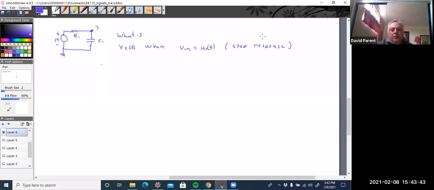So the question before us is, what is V2 of t when Vin equals u(t)? What I'm going to show you is how to do that with the impedance of a capacitor, where j is the square root of -1, omega is frequency in radians per second, and C is capacitance. Using regular voltage division and whether a circuit is open or closed, we're going to come up with what's going on when t is much less than 0, when t equals 0, and when t is much longer than 0.